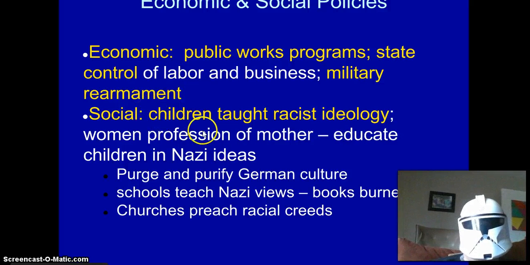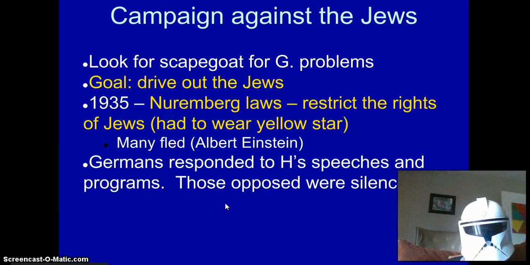Children at schools were taught racist ideology. They were taught about the blonde-haired, blue-eyed people, which is your prototypical or ideal man and woman. Women's profession was mother, to educate children in Nazi ideas. He wanted to purify the German culture. Schools taught Nazi views and books were burned. This was a bad time period. You see that in Indiana Jones, where they're just out there burning books.